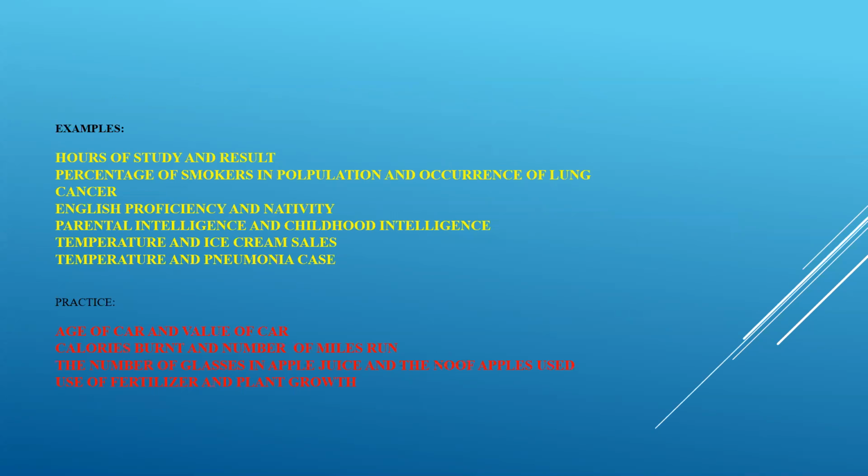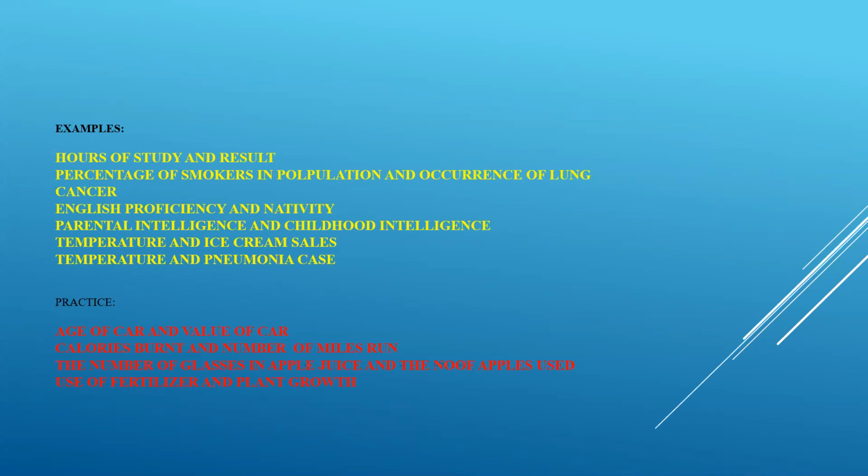Let us look into the second example, percentage of smokers in population and occurrence of lung cancer. So in this case, what we can say is occurrence of lung cancer is dependent on the percentage of smokers in population. So basically, the percentage of smokers is independent variable and occurrence of lung cancer is the dependent variable.